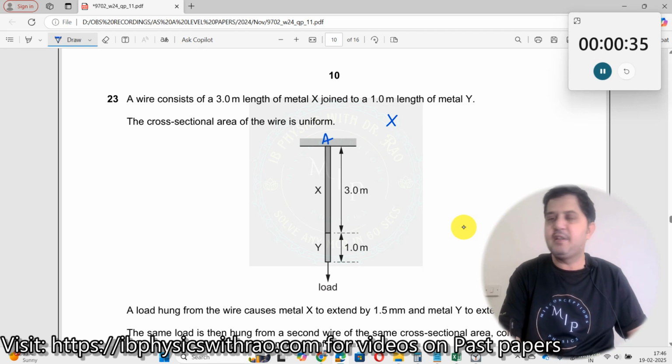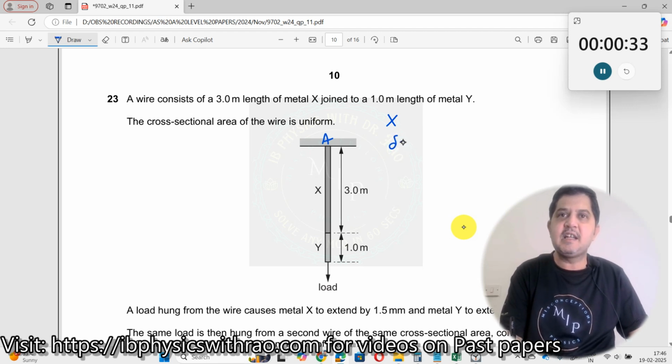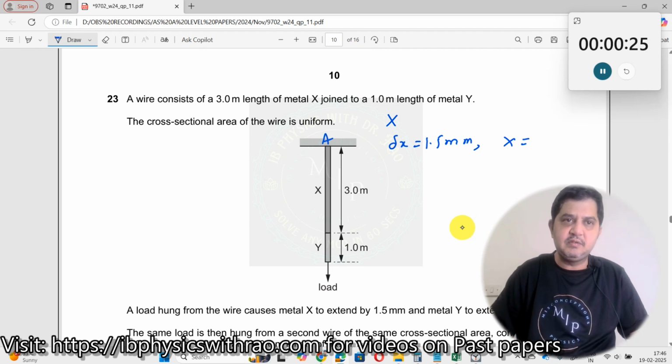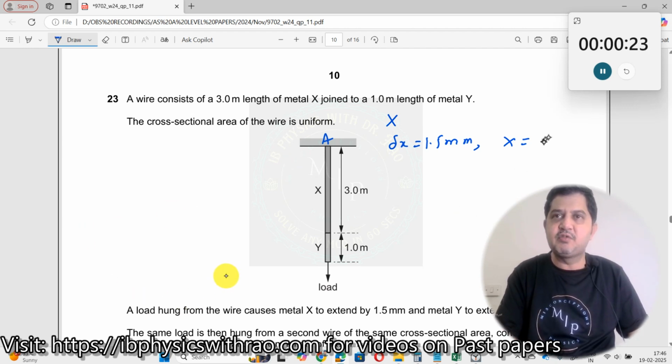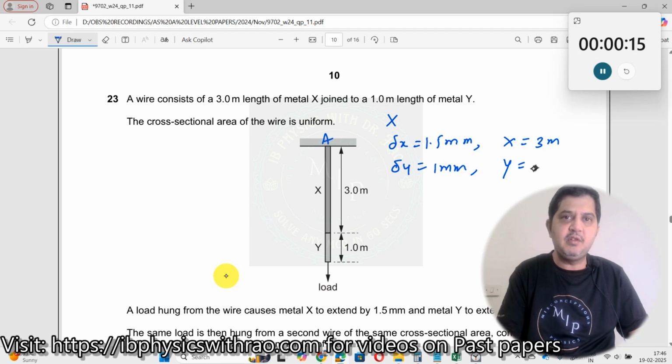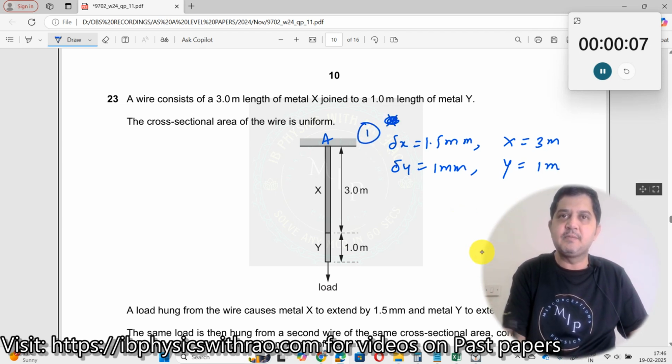So for the first wire you have delta X is equal to 1.5 millimeter when the value of X is equal to 3 meters, and delta Y is equal to 1 millimeter when the value of Y is equal to how much? 1 meter. This is known to us. Okay, this is the first observation, right?